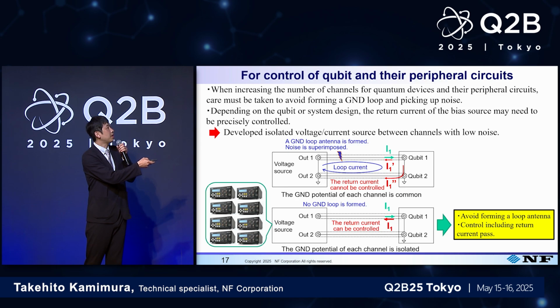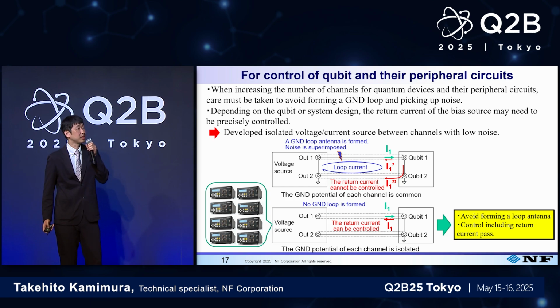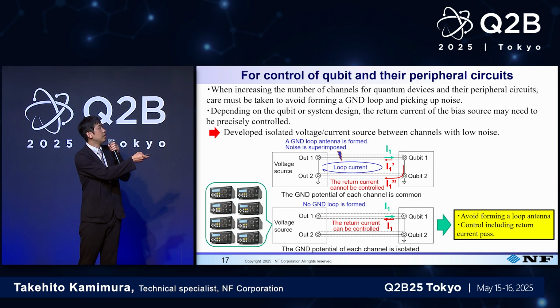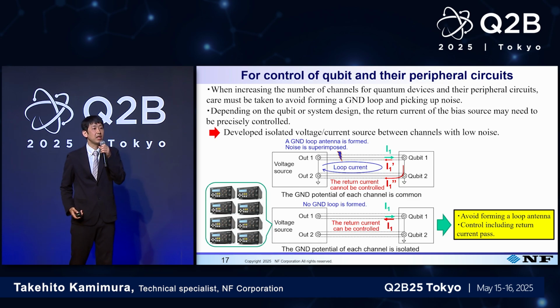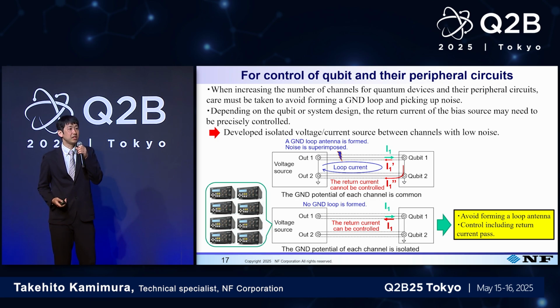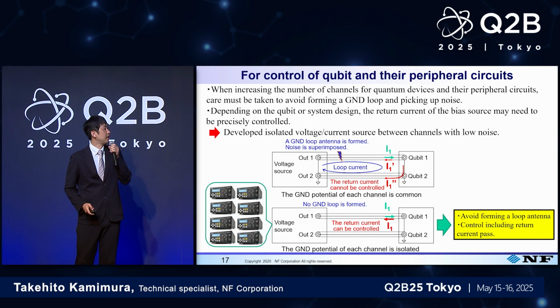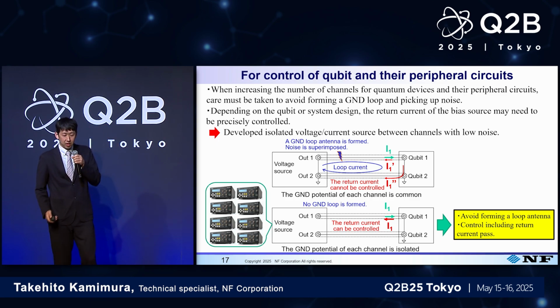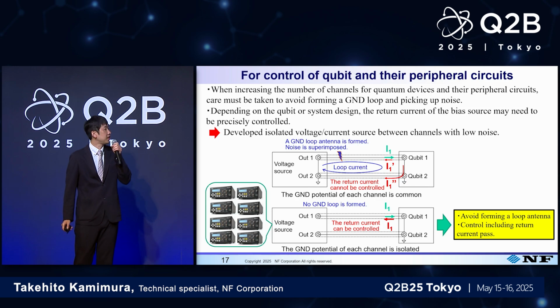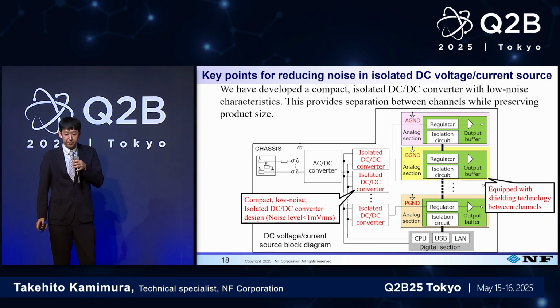Also, depending on the qubit configuration, the return current may need to be precisely controlled for each channel output. If the ground potential of each channel output is common, multiple output return paths are formed, making it difficult to control the return current. As a solution, a channel-to-channel isolated voltage current source is required. We have developed a voltage current source with channel-to-channel isolation and low noise performance to meet these requirements.